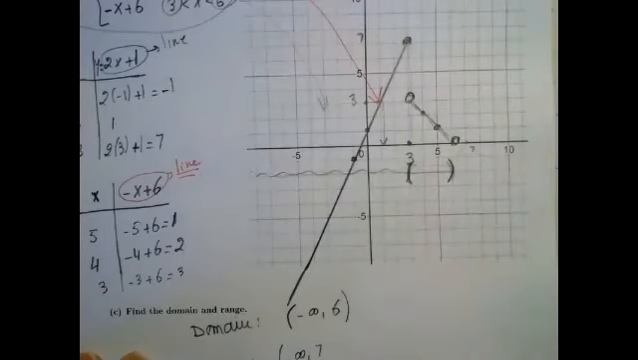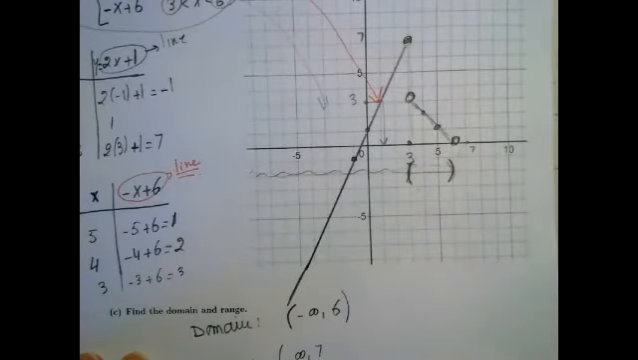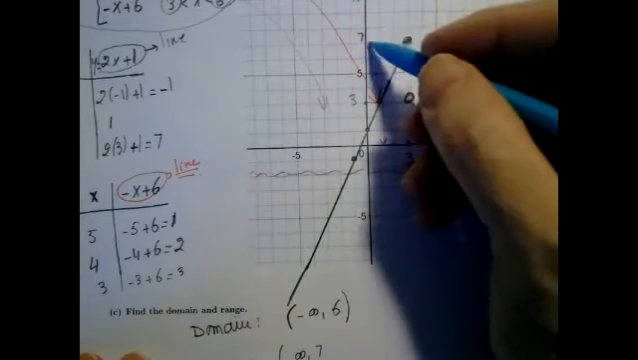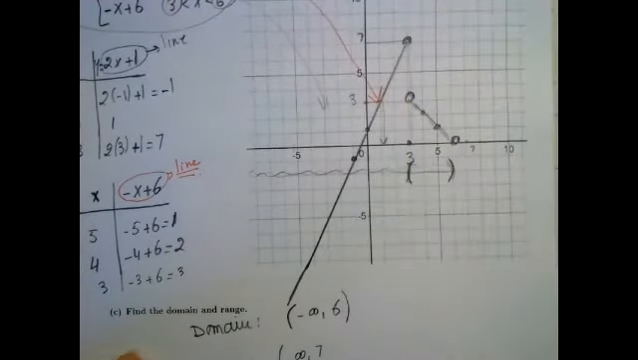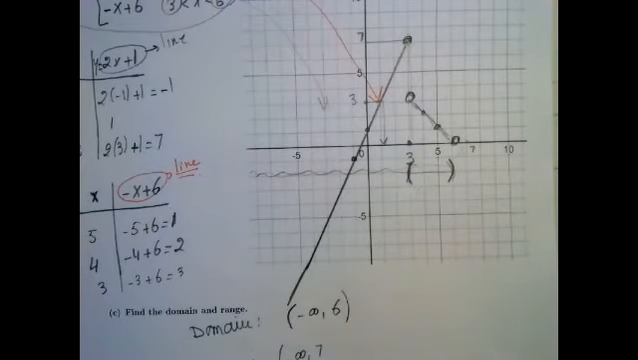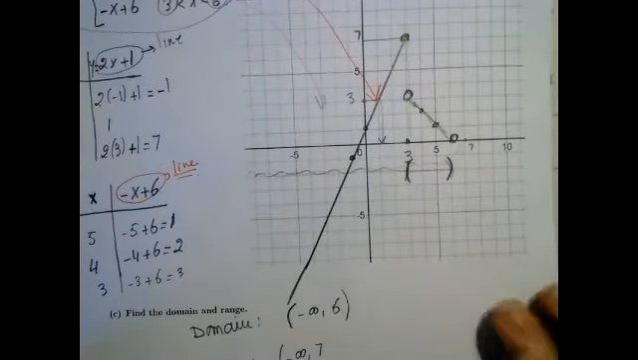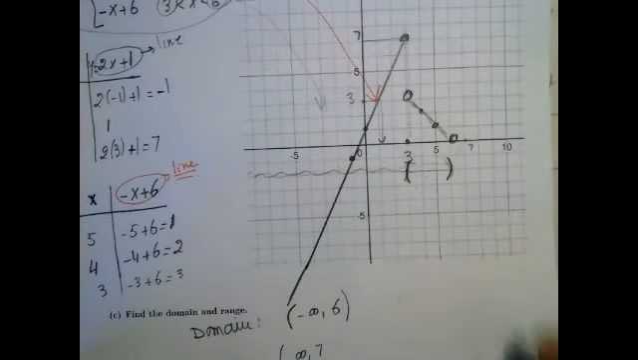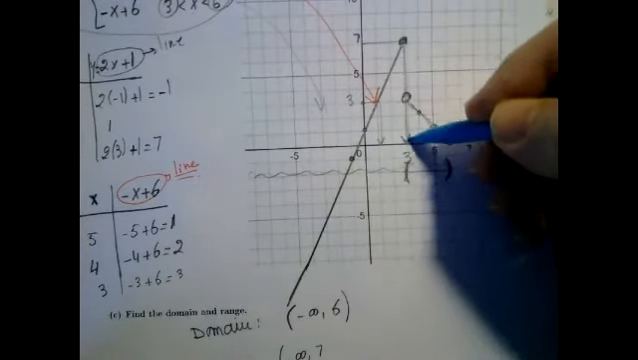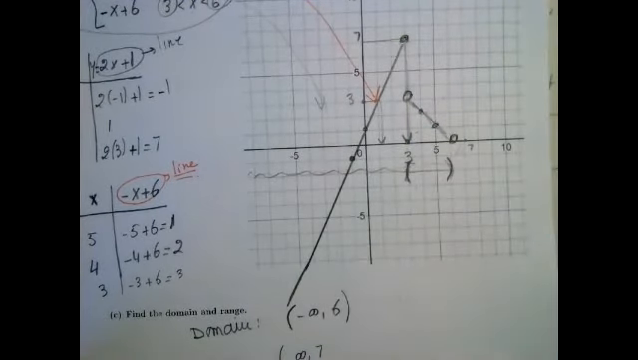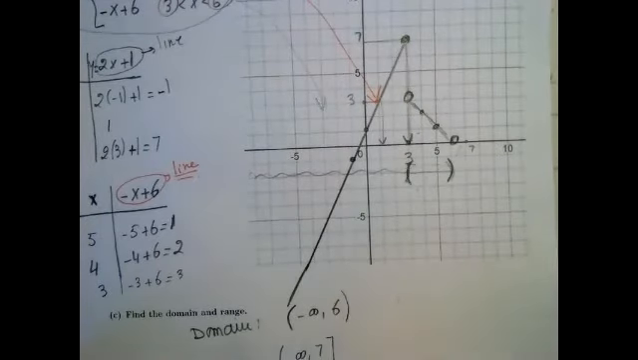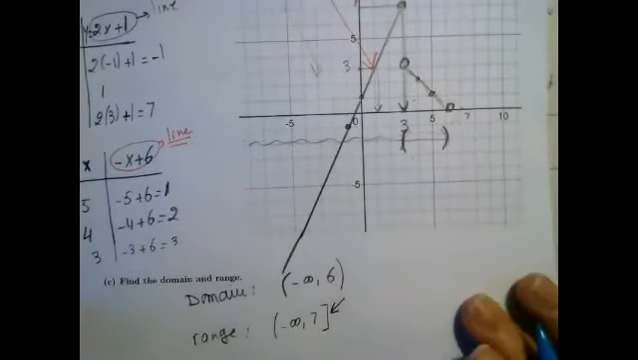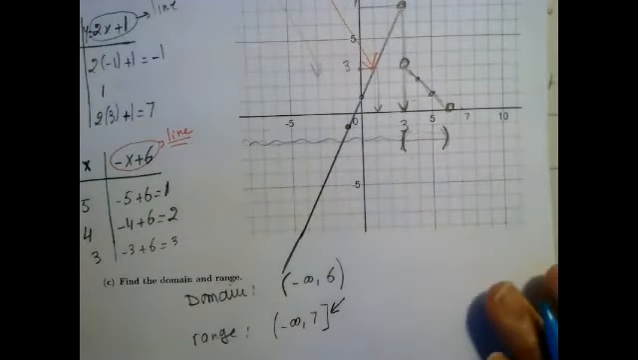What's the input that's giving you an output of 7? So this 7 is coming from which input? It means what should you plug in for x to get an output of 7? You can look at the picture. 3. Don't be afraid. It's coming from 3. So it is in the range. So -infinity to 7, and it has to be closed right there. And that's the range.